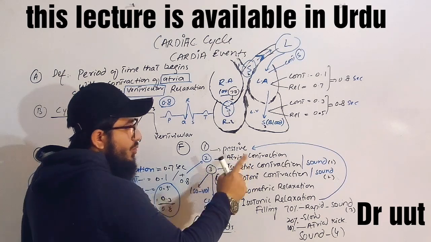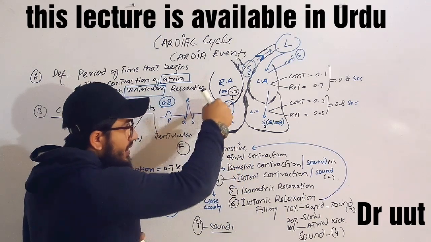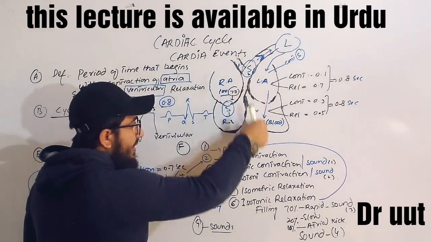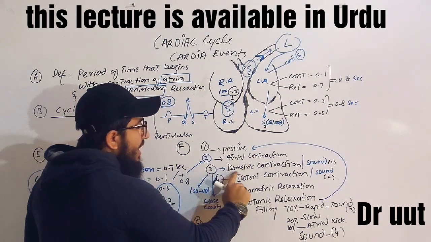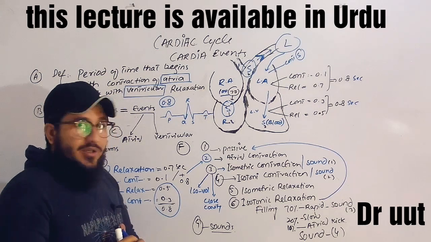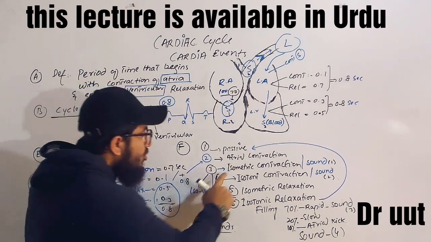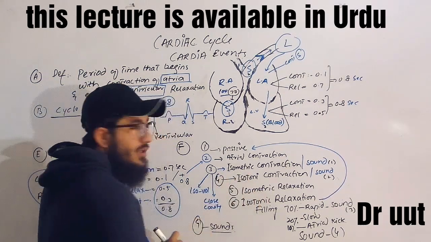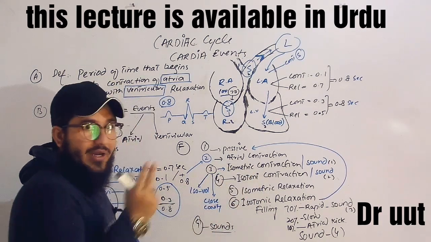So this atrial contraction was the last third step of pouring the blood from the atria to the ventricle. In the third step, what will happen? The isometric contraction will happen. What is isometric contraction? Iso means same, metric means measurement, and contraction, you know when it contracts.